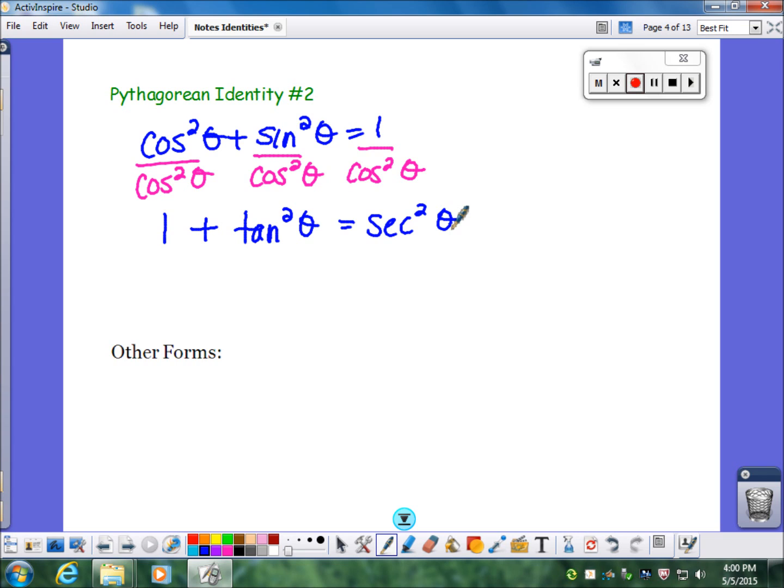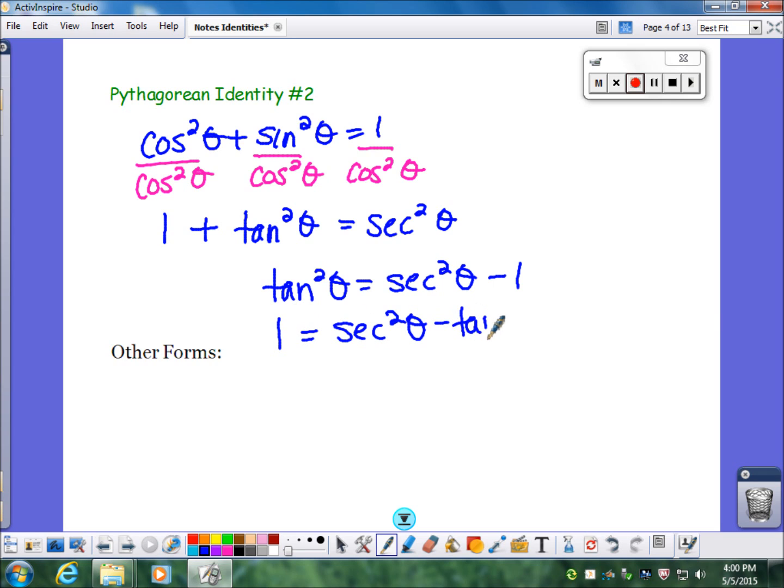And here again, we can change around the order to make different forms of this. So if I subtract my 1, all right, there's another form of that Pythagorean identity. Still same identity, just different order. I can subtract the tangent. All right, so just three different forms of that identity. But the thing to remember here is that tangent and secant go together when they're squared.